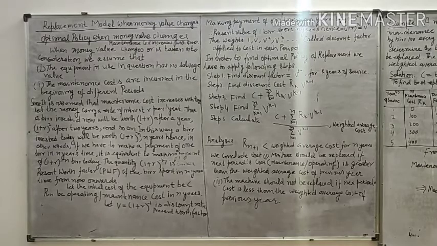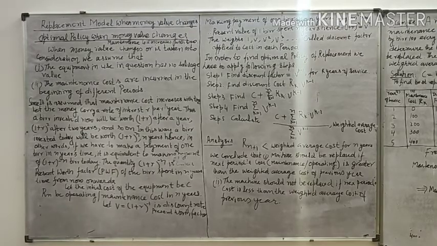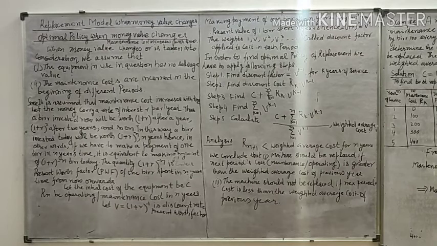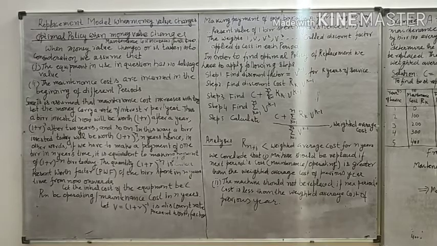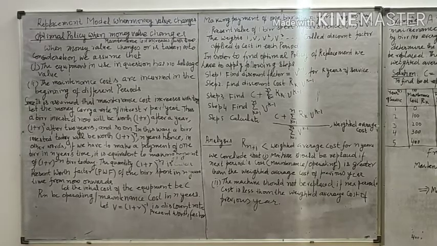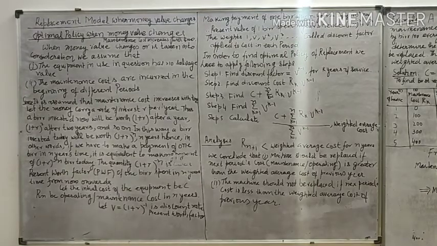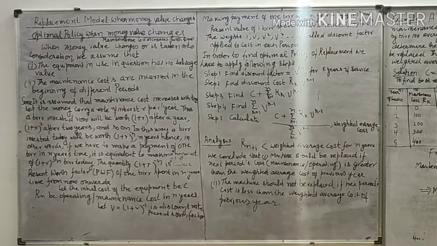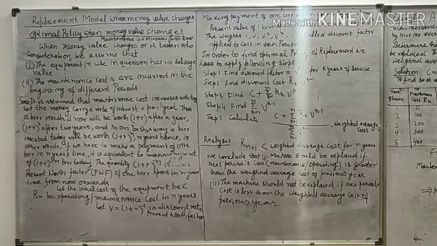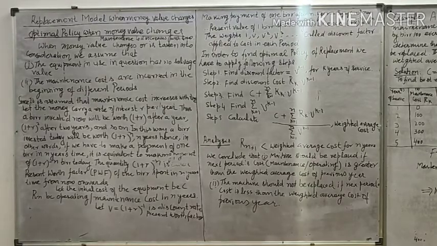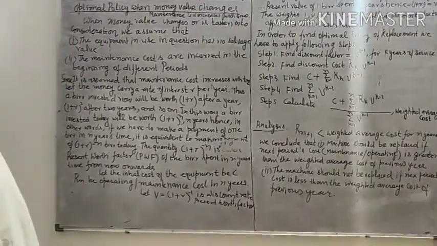Maintenance cost of course increases with time, and in this type of model we assume that the equipment in use has no salvage cost, or the resale value is to be taken as zero. The maintenance costs are incurred at the beginning of different periods as usual. Since it is assumed that maintenance cost increases with time, let the money carry a rate of interest R per year.